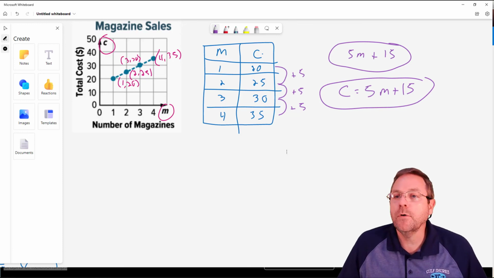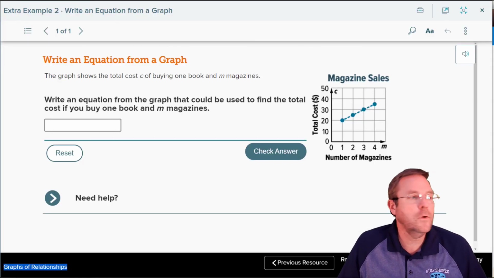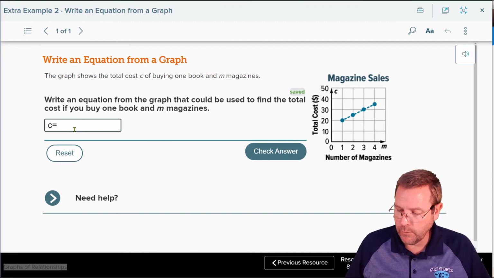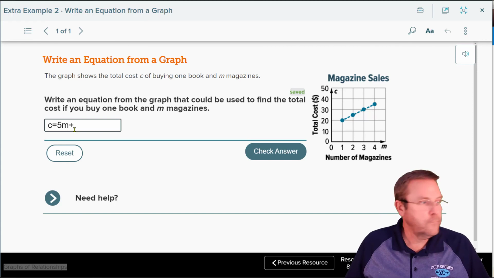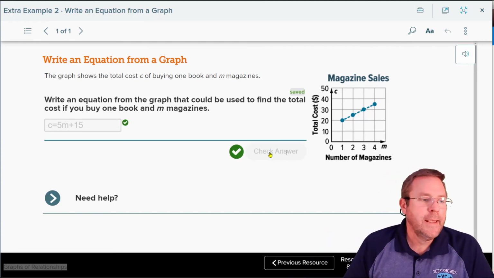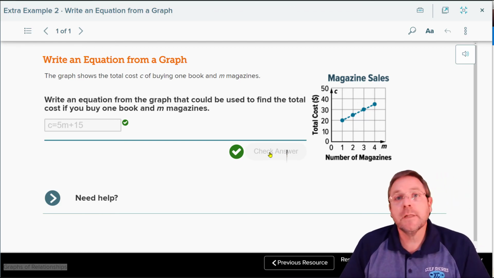So we're going to jump over to where that one's going here, and we're going to put in our cost is equal to 5 times m plus 15, and check, and the answer checks. That is going to be it for this lesson.